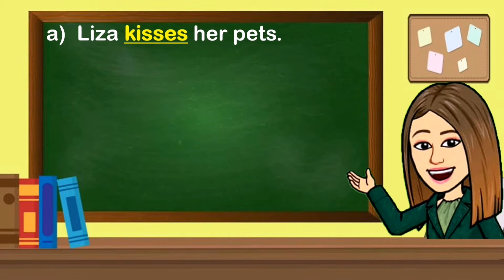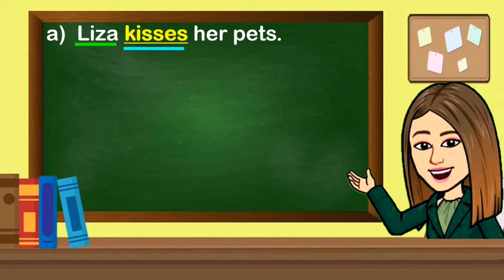Example, Lisa kisses her pets. Who kisses the pets? The answer is Lisa. Lisa is the subject in the sentence and kisses is the verb or the action word or salitang kilos sa pangungusap. So Lisa is the only one subject in the sentence, which means may s or es dapat ang action word sa pangungusap.